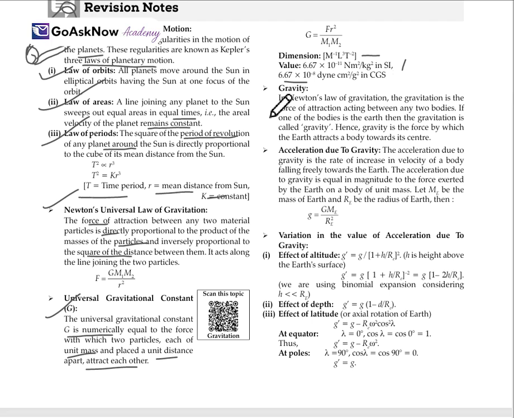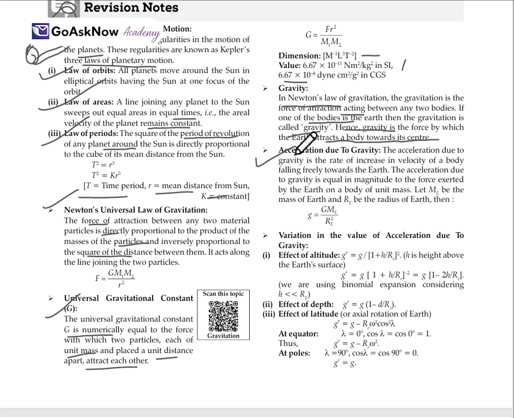Now, gravity. In Newton's law of gravitation, gravitation is the force of attraction acting between any two bodies, as we know. If one of the bodies is the earth, then gravitation is called gravity. Gravity is a very common word. It is always between a particle and the earth's surface. Hence gravity is the force by which the earth attracts a body towards its center. This is what gravity means.